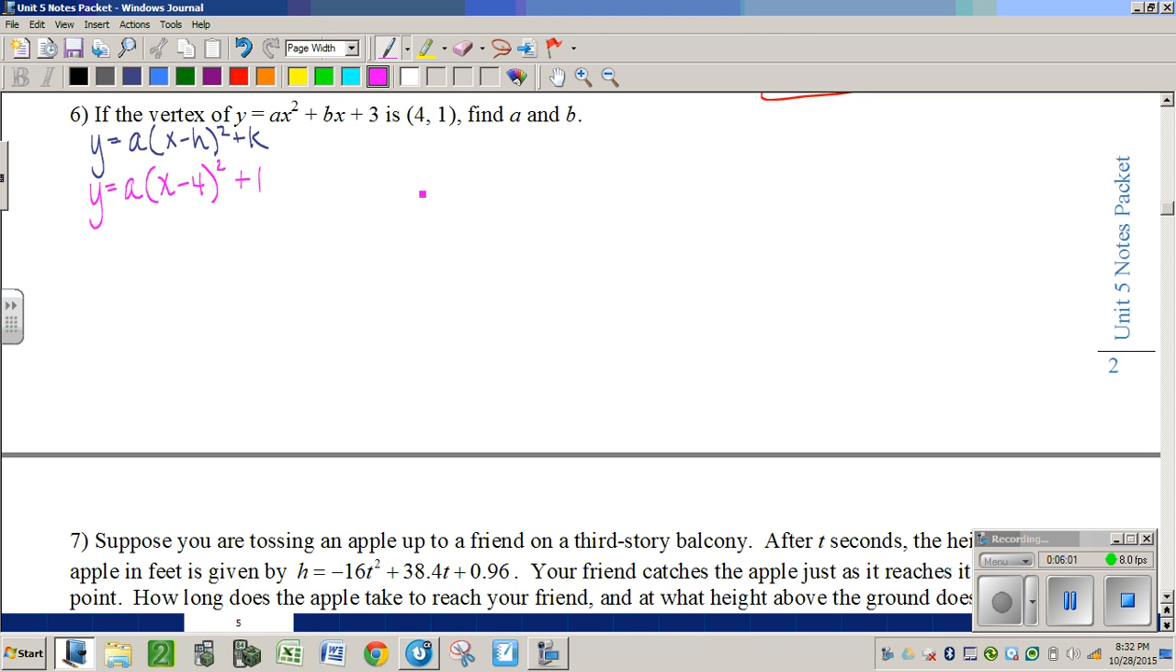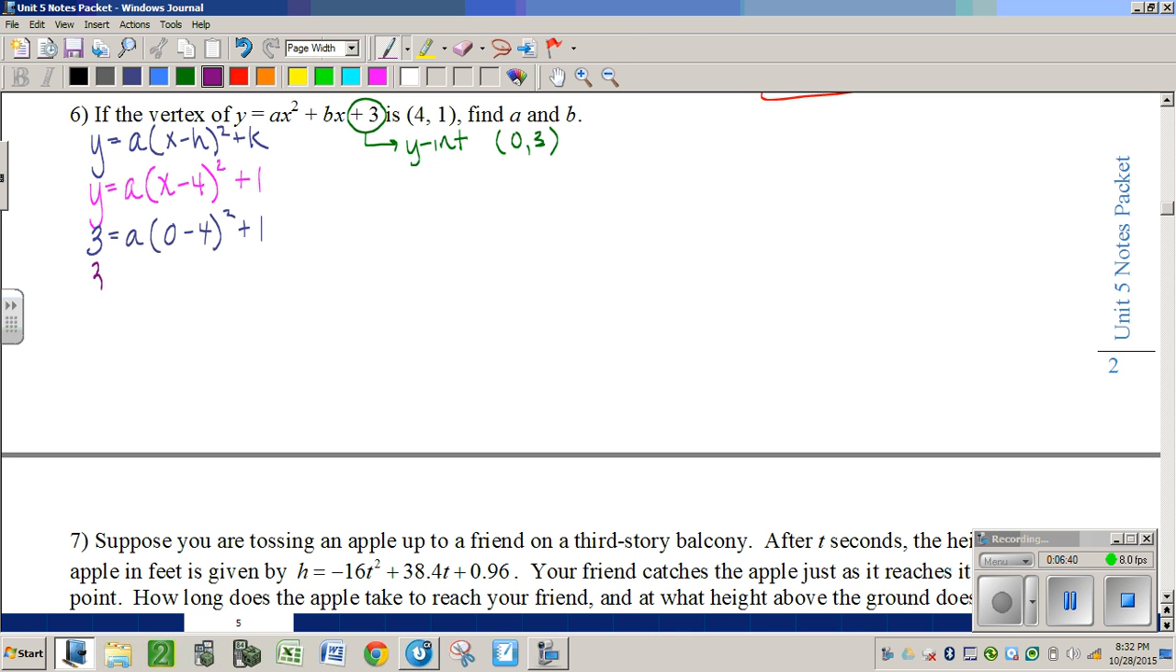Alright, so now that I've got that in there, I also know that I have another point. You might not realize this yet, but we actually know our c value. And remember we talked about how your c value tells you your y-intercept. Any point on the y-axis is going to be 0, comma, and then it's given a y value. In this case, it's 3. So I also know that the point (0, 3) is on my parabola. So I'm going to use that as my x and my y value. So we have 3 equals a times (0 minus 4) squared plus 1.